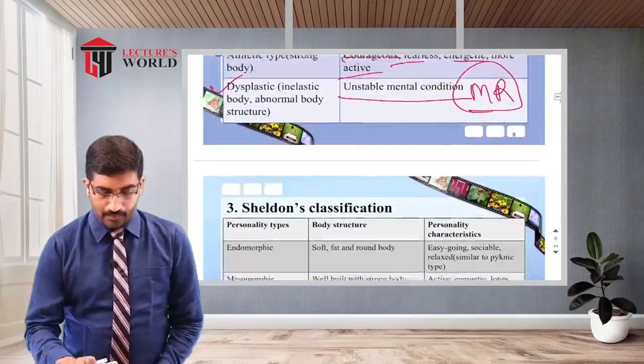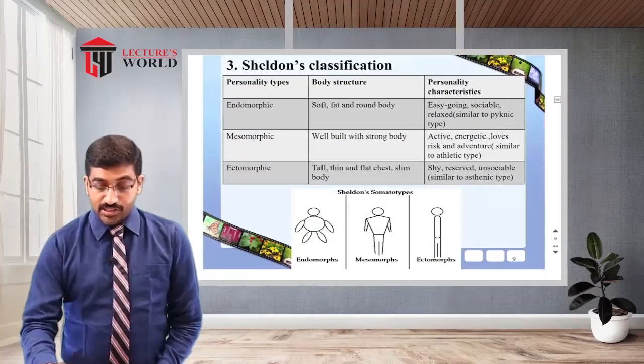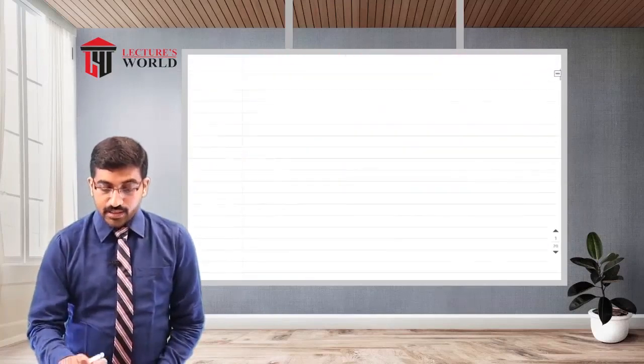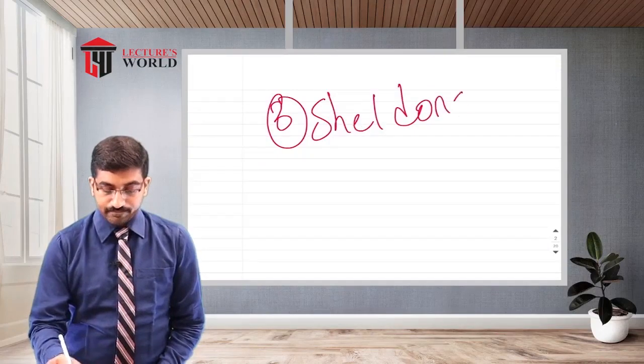Third is also almost similar to Kretschmer's, that is Sheldon's classification. So Sheldon has also followed Kretschmer's classification, or somewhat similar classification only.